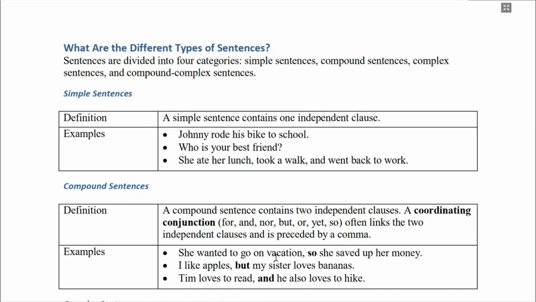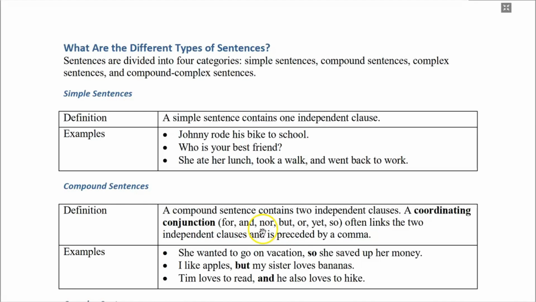Now, simple sentences, they contain just one independent clause. For example, Johnny rode his bike to school. And how can we know that it's one independent clause? It has a subject, it has a verb, rode, then this is the object. Who is your best friend? And it makes sense. She ate her lunch, took a walk, and went back to work. So it contains one independent clause.